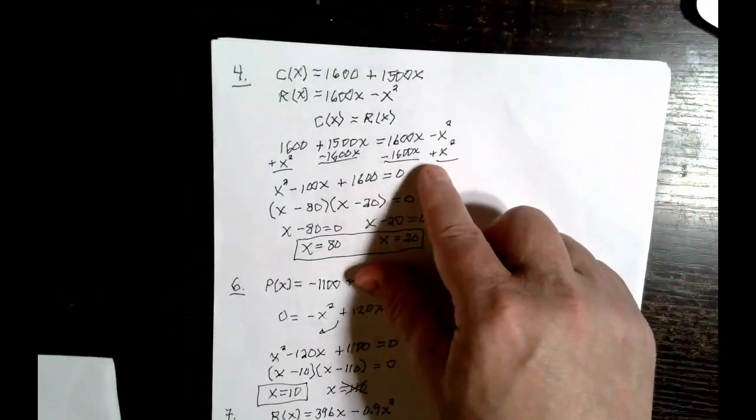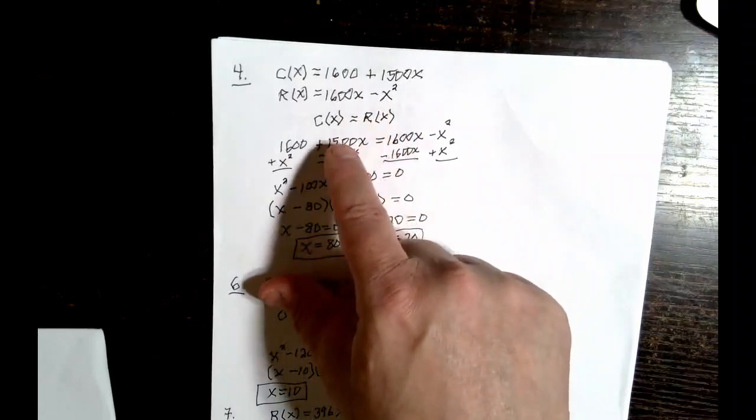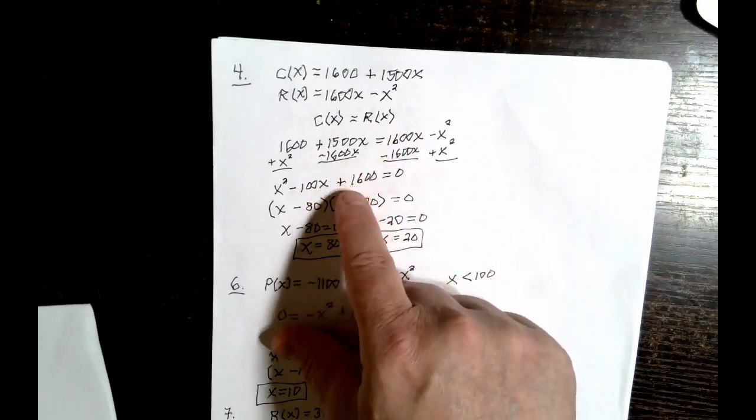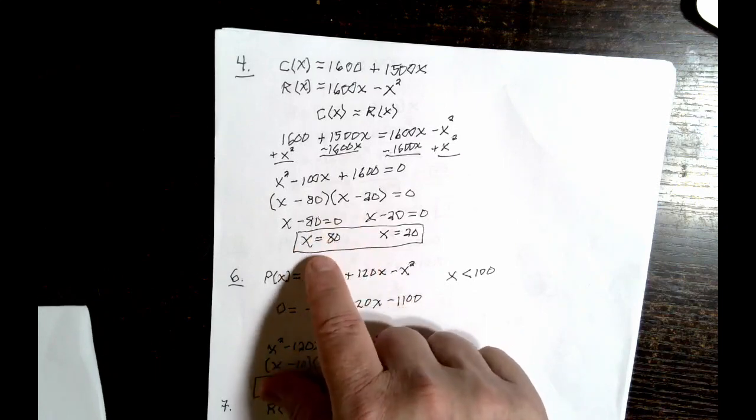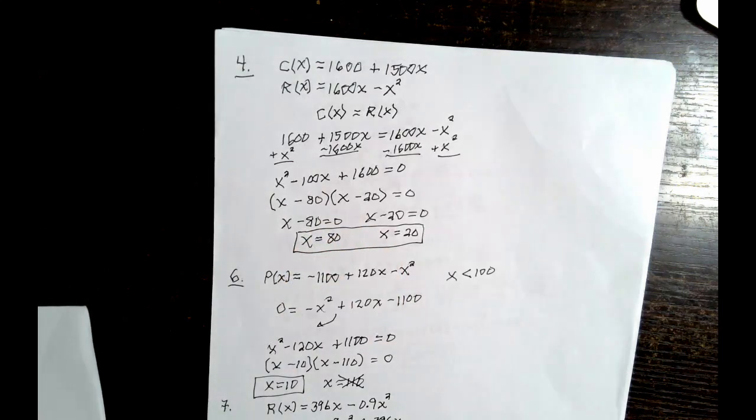Same thing. They give you two equations. Set them equal to each other. Throw everything to one side, factor, or use quadratic formula, and you get 80 or 20.